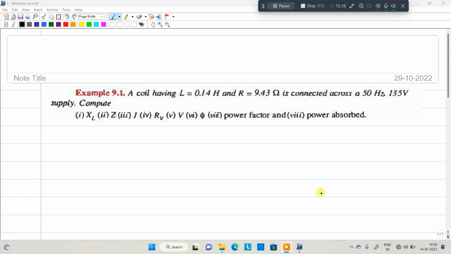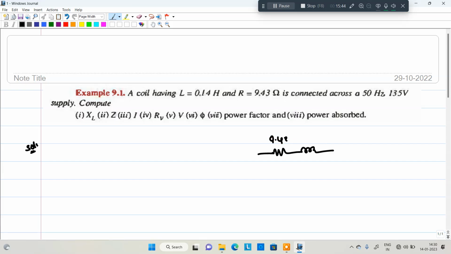Okay, look at the problem. In this problem, a coil having L equal to 0.14 Henry, R equal to 9.43 ohms, is connected across a 50 Hz, 135 volt supply. Okay, these two elements: here there is a resistor as well as an inductor.